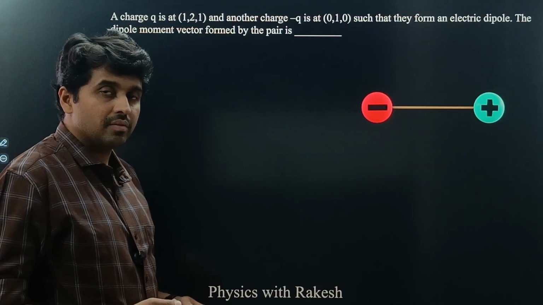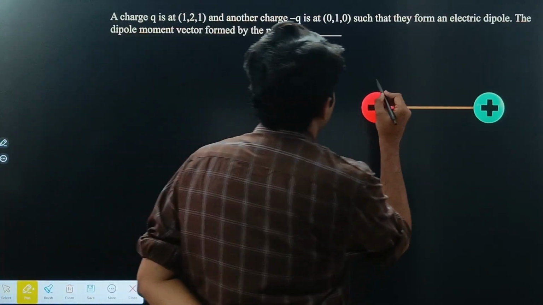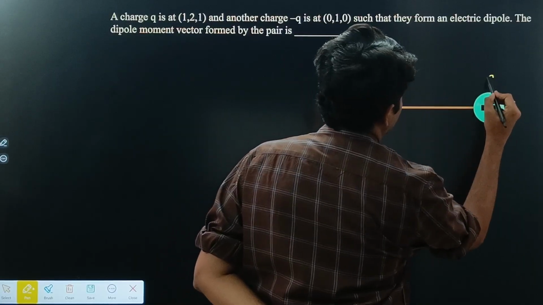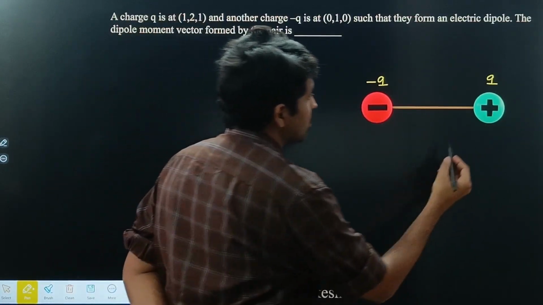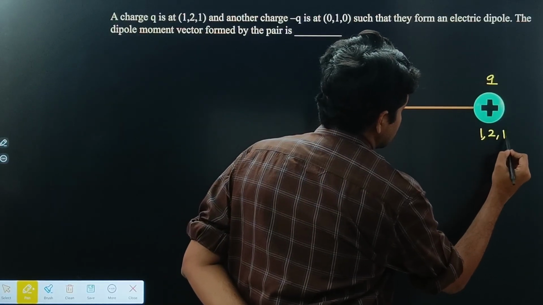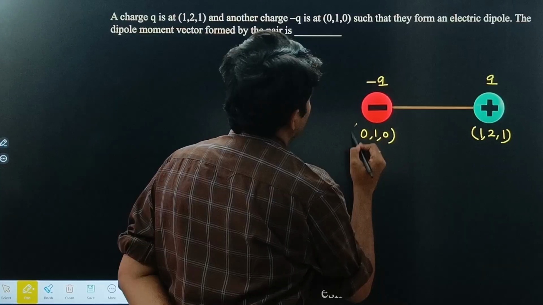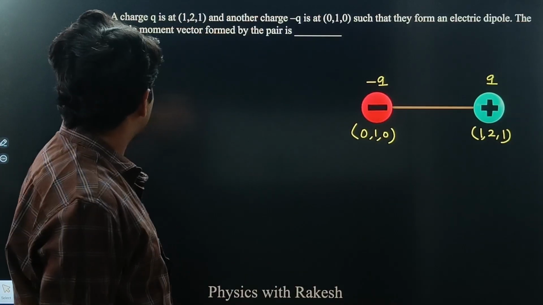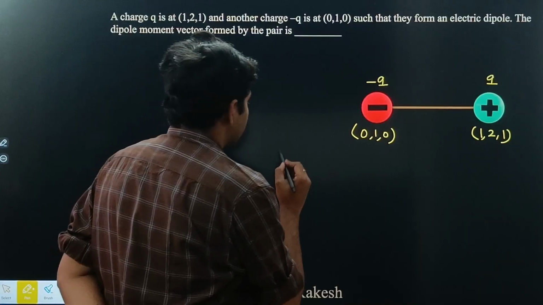Okay, next let us move on to concept level questions in this topic. So we have two charges, minus Q and Q, and Q is located at 1 comma 2 comma 1, and minus Q is located at 0 comma 1 comma 0, such that they form an electric dipole. What is the dipole moment vector formed by the pair?